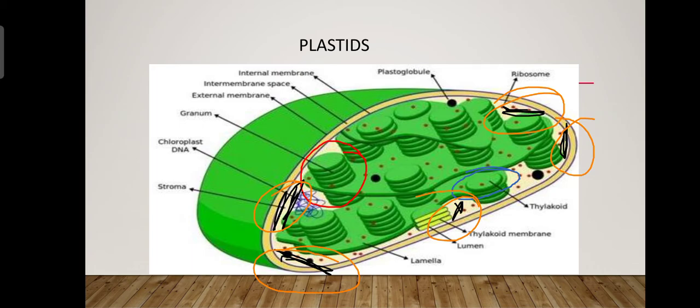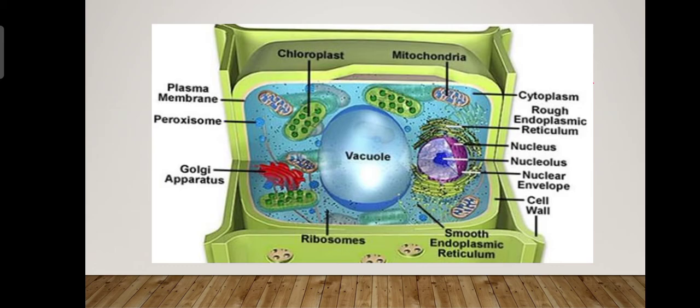Now next is your vacuoles. Vacuoles are storage sacs for solid or liquid contents. They are present in small size in animal cells and sometimes absent, and in large size in plant cells. They even occupy 50 to 90% of the cell volume.